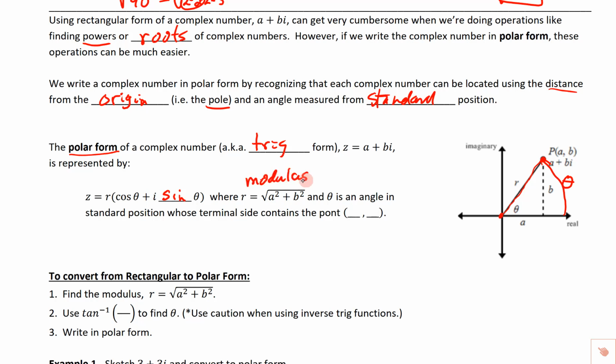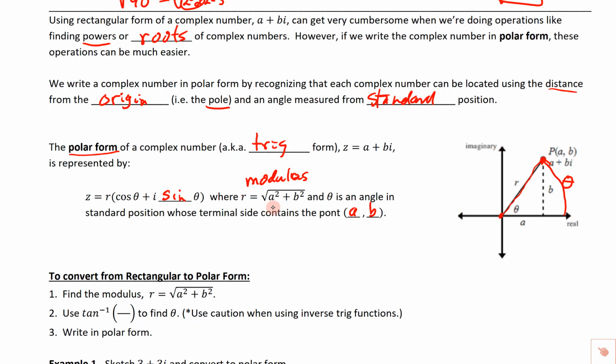So we'll write modulus right here. Okay, and theta is an angle in standard position whose terminal side contains the point a comma b. So we'll come over here and take a look at this. So here's our point a plus bi on the complex plane. Here's our real axis and our imaginary axis.